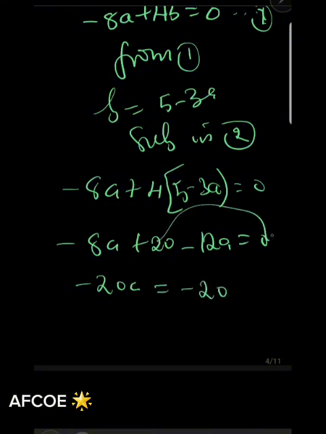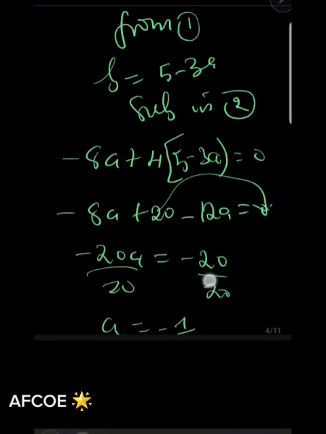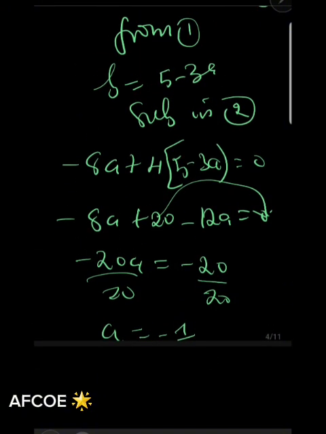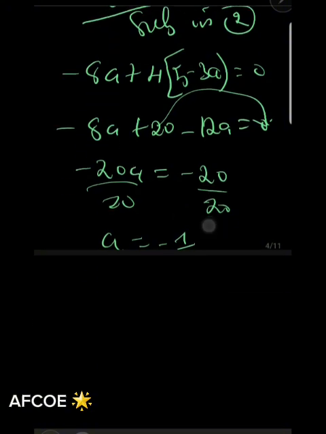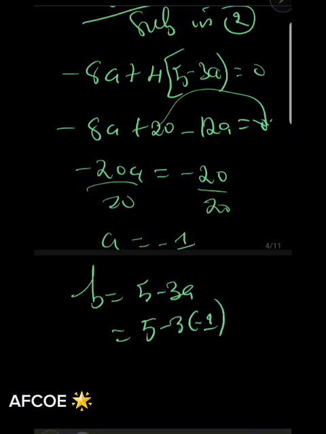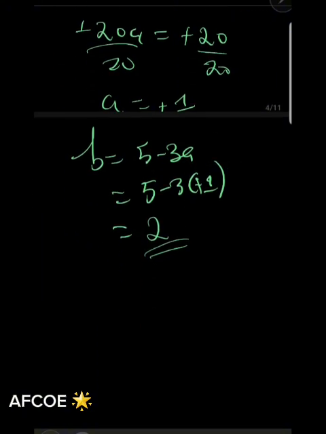I just simply take this 20 the other side, and I divide both sides by 20. And I simply get my a to be negative 1. Very easy. Now that I've gotten a to be negative 1, I just go gently. This is my first equation. That b is equal to 5 minus 3a. And now it'll be 5 minus 3 into negative 1. Because this negative cancels, we'll be having 5 minus 3 into 1. That is 5 minus 3, which will give me 2. So that is my b. b equals 2. And now I go to my c.